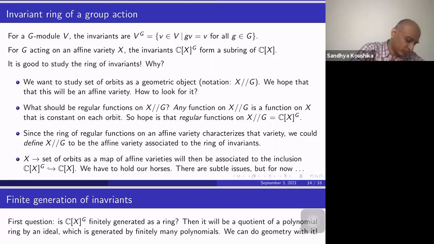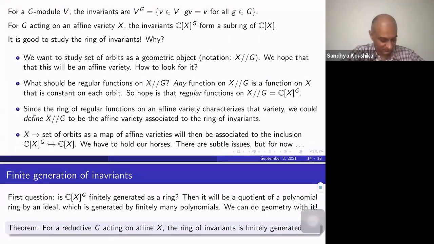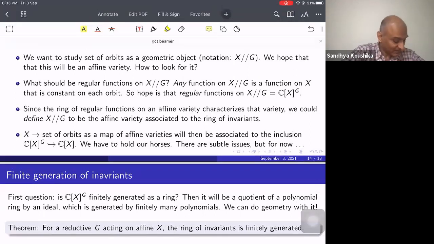This is the theorem: if I have a reductive group acting on an affine variety X, then the ring of invariants is indeed finitely generated. So in particular, this is going to be true for GL_n or SL_n, all the nice groups that we listed. If they're acting on an affine variety, then the ring of invariants is going to be finitely generated.